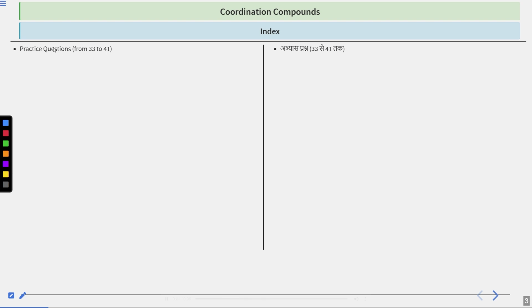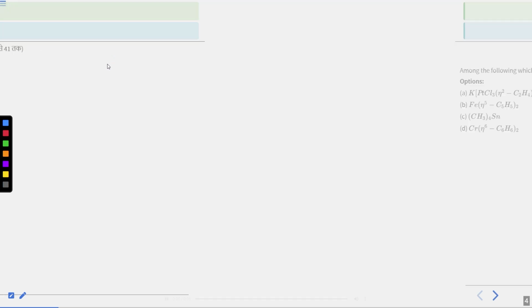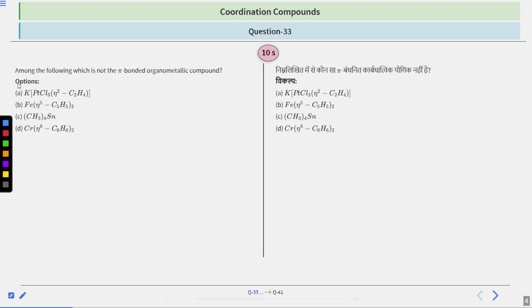This is our index slide. We're going to see practice questions from question number 33 to question number 41. Let's start with question number 33.